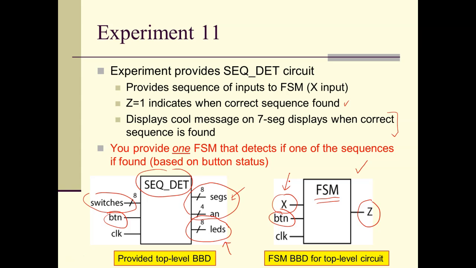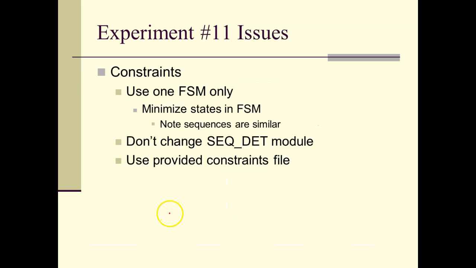So it's going to essentially use an LED to indicate which bit in the sequence it's sending over to the state machine. So the constraints in this file are I only use one finite state machine, and of course you're going to minimize the states in the state machine. Okay, notice that the sequences are similar, of course. You're provided with most of the circuit in the sequence detector module. Certainly don't change that. And you're also provided with a working constraints file. That's something you don't want to change either.